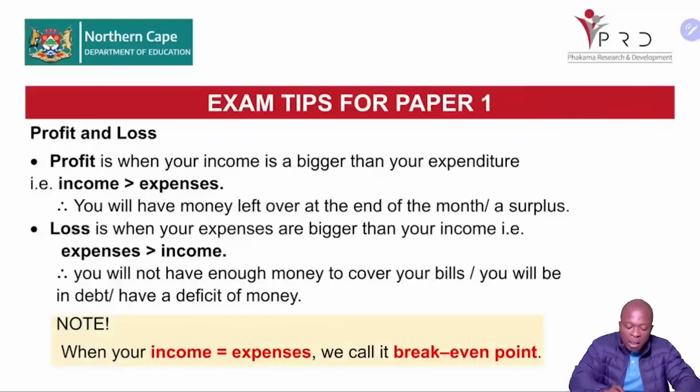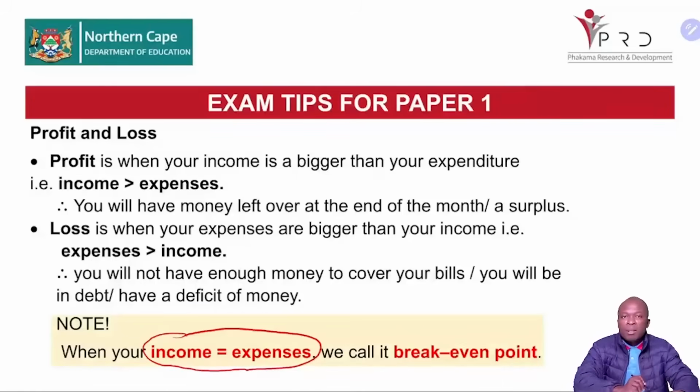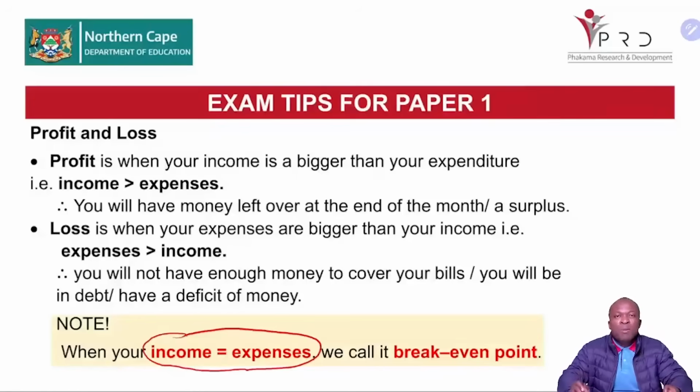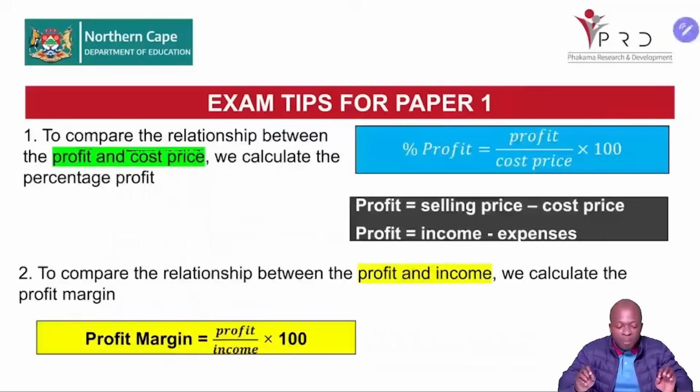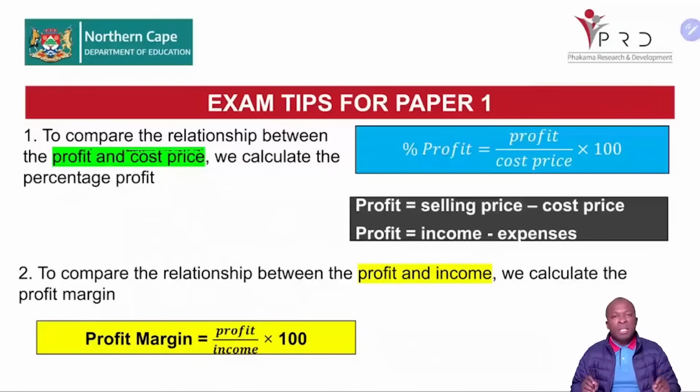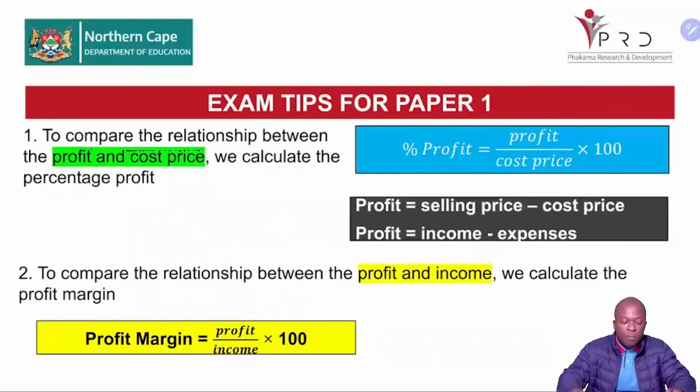Now, there are situations where your income, let's say 20 rand, is equal to your expense, meaning you spent 20 rand, you sold the item, you only got 20 rand. It means your income is equal to the expenditure. And that is what you call the break-even point. When your income is equal to your expenditure, we call it break-even point. So in the examination, the examiner sometimes asks you, explain the term break-even point. You will just say the income and expenditure of the business are the same. And then you are done. You get your full marks.